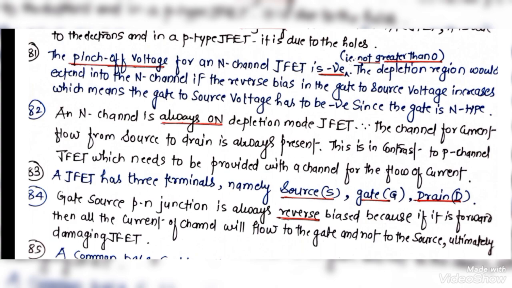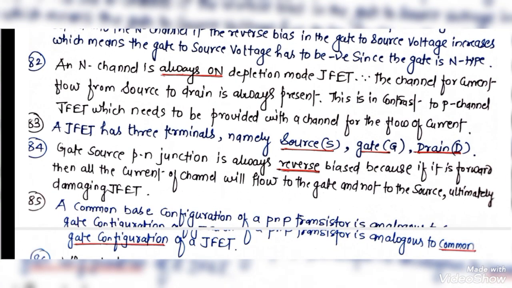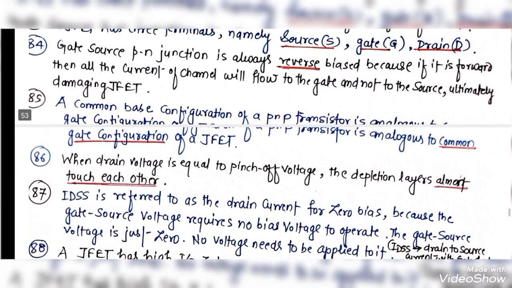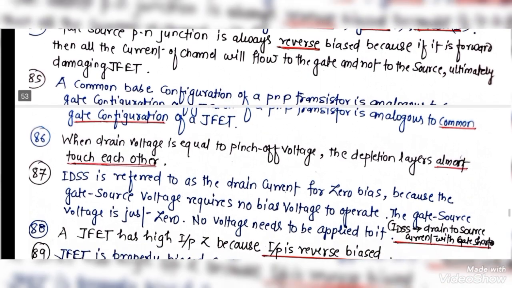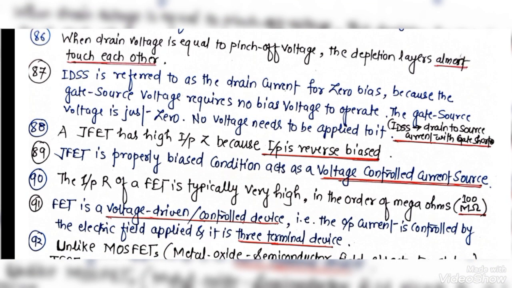A JFET has three terminals, namely source, gate, and drain. The gate source PN junction is always reverse biased because if it is forward biased, then all the current of the channel will flow to the gate and not to the source, ultimately damaging the JFET. A common base configuration of a PNP transistor is analogous to common gate configuration of a JFET. When drain voltage is equal to pinch off voltage, the depletion layers almost touch each other.